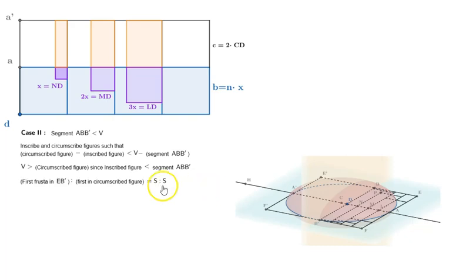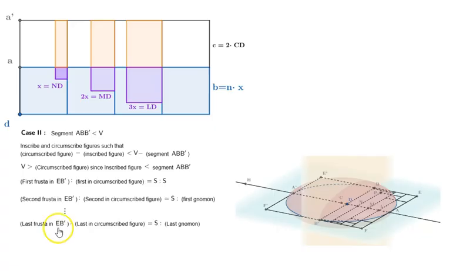So now, based on the same kind of construction, the first frustum in EB prime is to the first in the circumscribed figure as S is to S. Because here, if you notice, the first frustum and the circumscribed figure are the same. So S is to S. The second frustum in EB prime is to the second in the circumscribed figure as S is to the first gnomon, and so on. And the last frustum in EB prime. Now, in this case, there is a circumscribed figure.